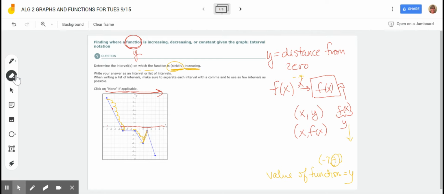So I think what happened last year, it says, write your answer as an interval or a list of intervals. When writing a list of intervals, make sure to separate each interval with a comma and to use as few intervals as possible. That is true, you guys. If you do not list the comma between the intervals, it will count it as incorrect.